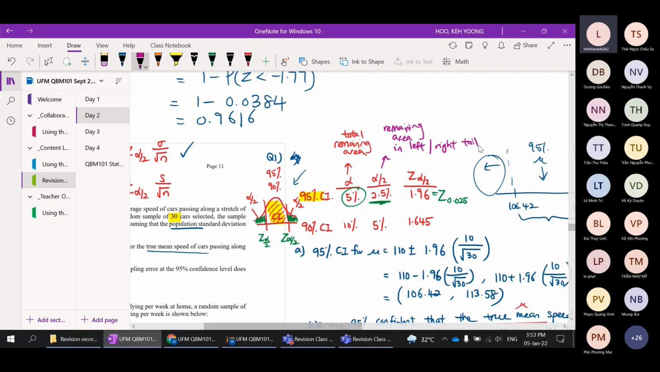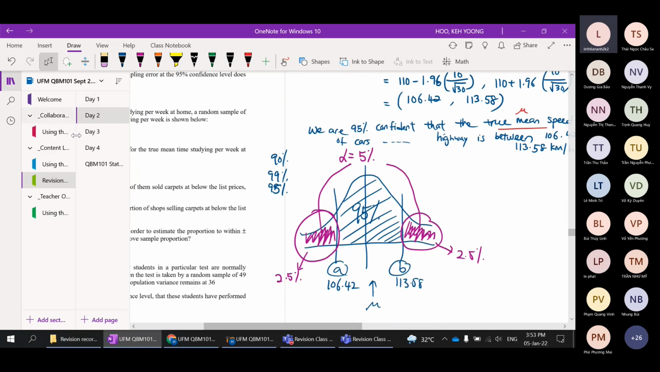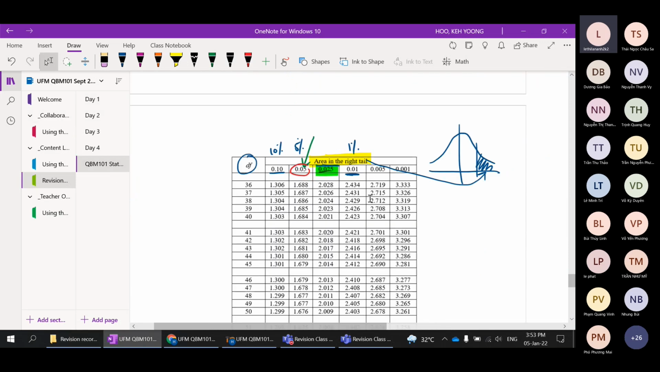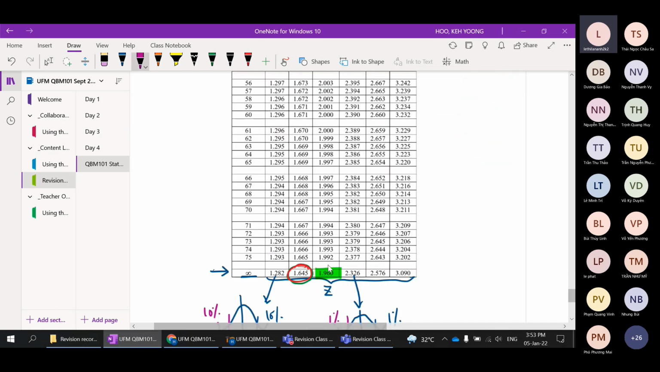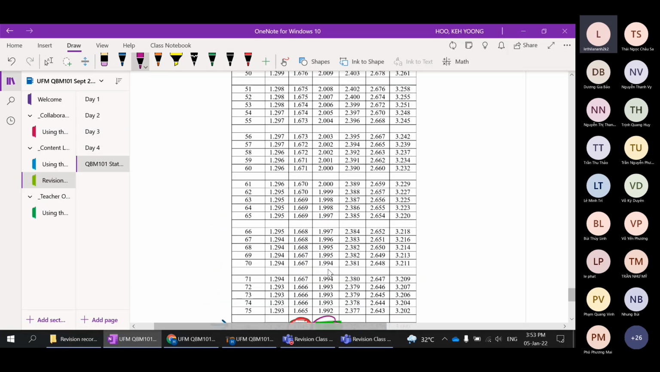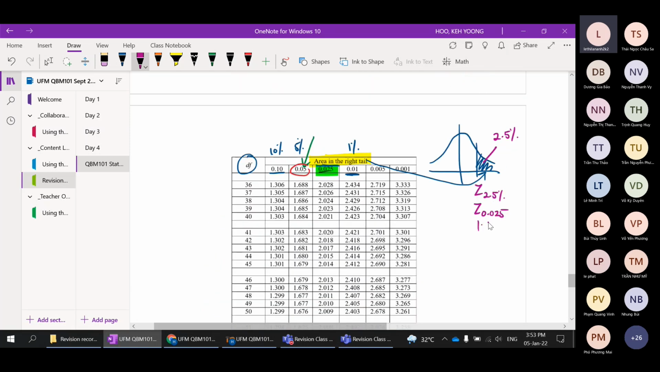Okay, one side is 2.5, another one is 2.5. So using this, we can find the Z values already. So let's say if this is 2.5%, what is the Z value for 2.5%? Normally I will just write 0.025. I don't write 2.5%, I'll convert to decimals. So for 2.5%, I get 1.96. So here this value is 1.96. That's how I get my Z value.